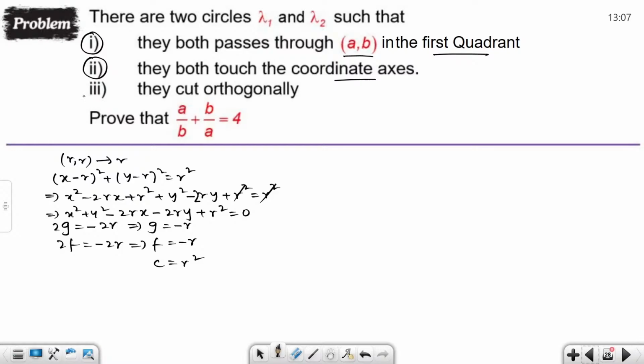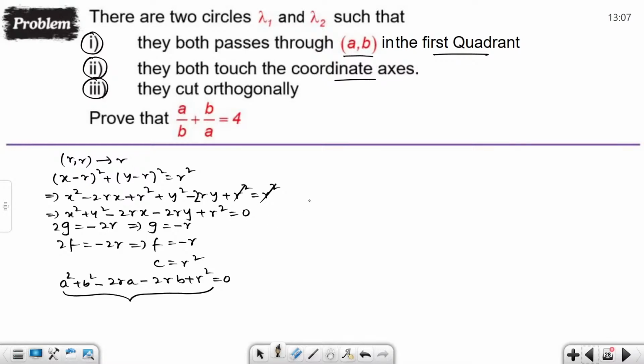Now what have they said? In the third case, they have said that these two circles cut orthogonally. Now one thing I missed, that is they are passing through the point A comma B. Hence it must satisfy this equation. Therefore we can write a square plus b square minus 2ra minus 2rb plus r square comes to 0. Is it clear? So let it be in this form. Definitely it will be required in the last condition, so I will use it there.